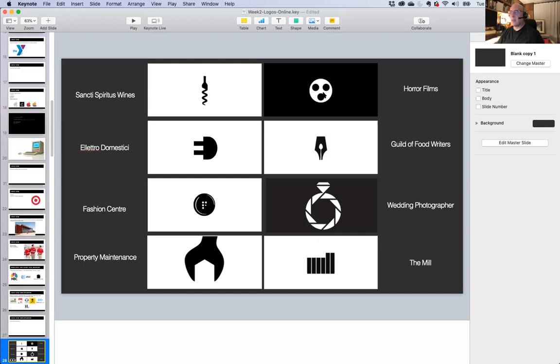Horror film. See, it's a film reel, but it's also a face that's looking scared. Like the Scream mask. Yeah, surprise emoji. A scared emoji. Yeah.